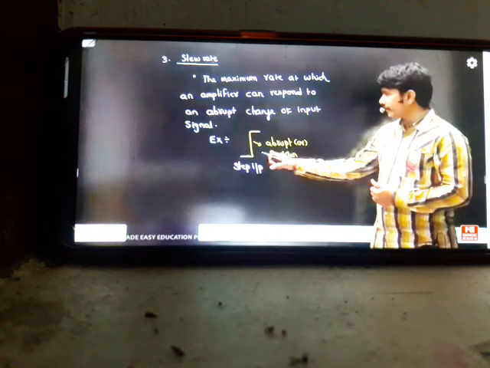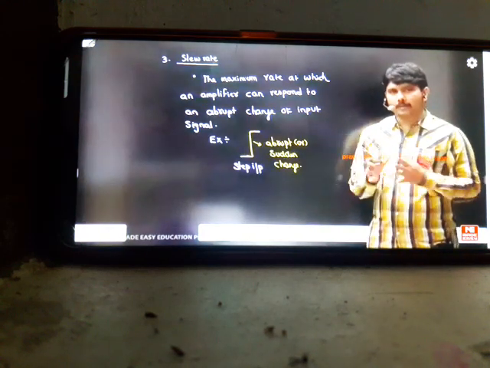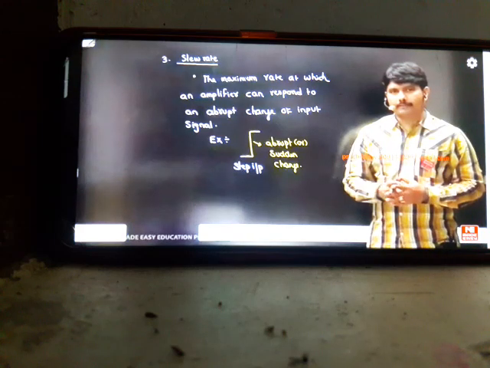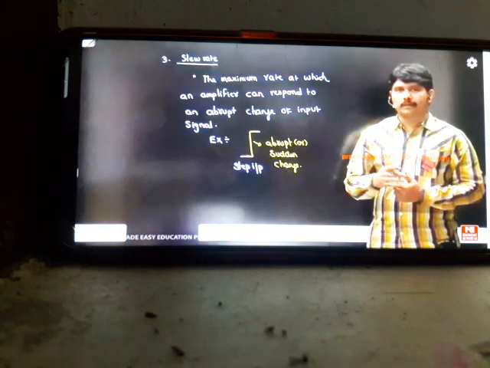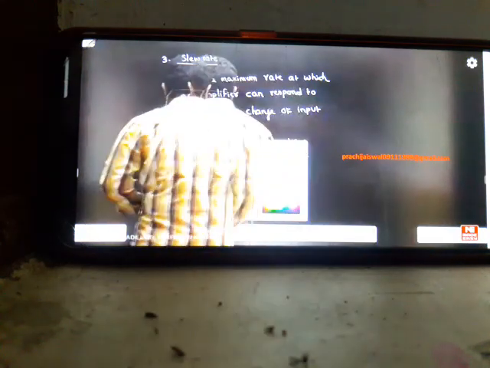A sudden change means infinite frequency. So practically there will be some bandwidth, a maximum frequency such that the output will not get distorted. Our interest is to find the f maximum value: how much maximum frequency we can apply such that the output will not get distorted. So how to find this? A small derivation I'll show you.